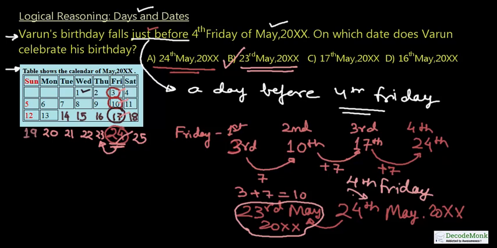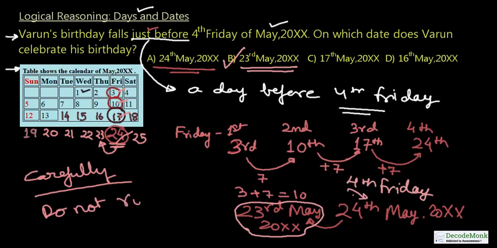So my dear little friends, for this type of question, you have to read the question very carefully and arrive at the answer. Do not rush, but you have to carry out the calculations fast during the exam. I have elaborately explained this, but during the exam you have to just read the question, see that this is just before, and then carry on your calculation. 3 plus 7 is 10, 10 plus 7 is 17, 17 plus 7 is 24, so that you can get to the 4th Friday, and the day before 4th Friday is 23rd.